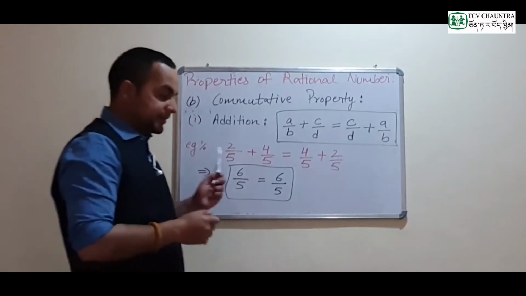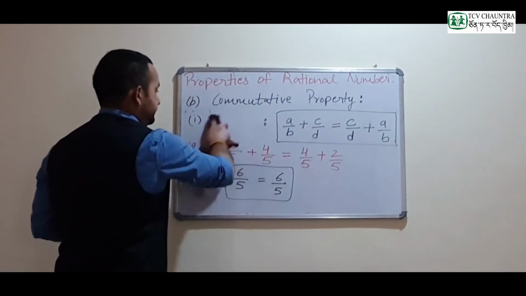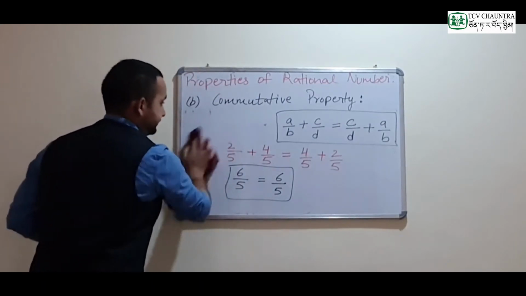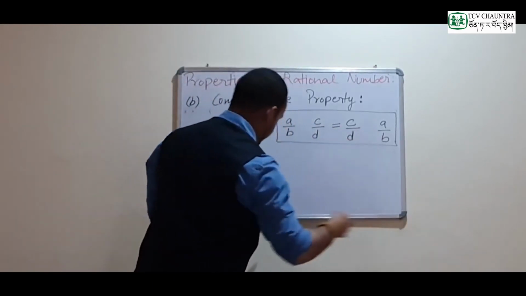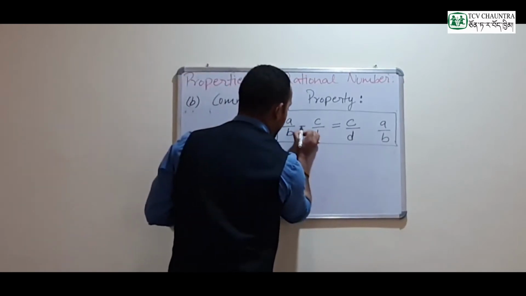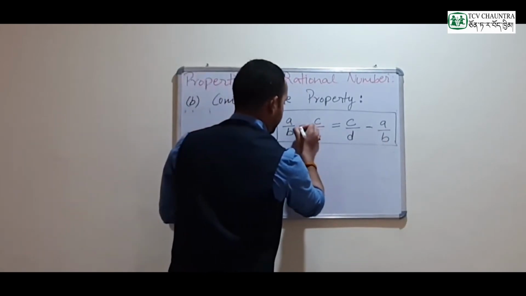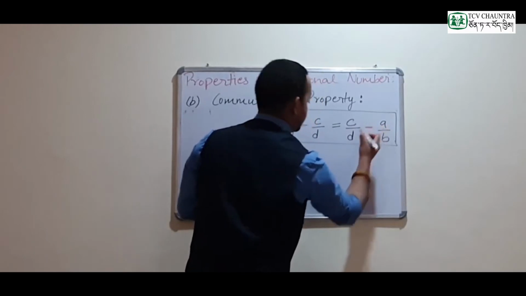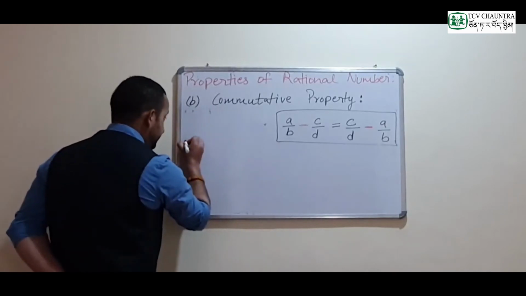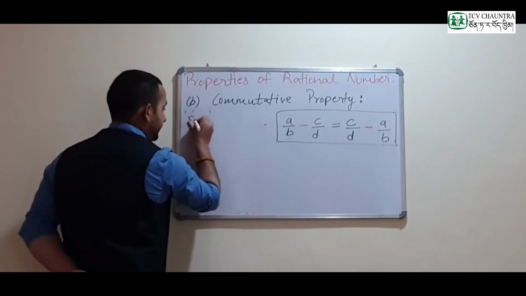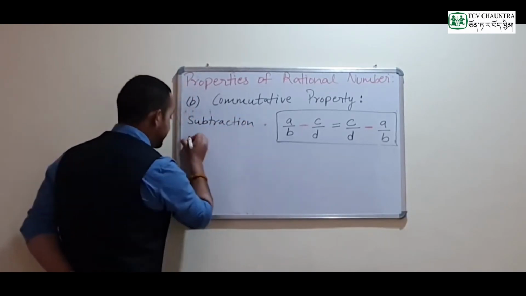Now we are going to test this commutative property for subtraction. The general formula is the same, but the only difference is the operation. Okay class, now we will take an example. This is for subtraction. We will take an example.